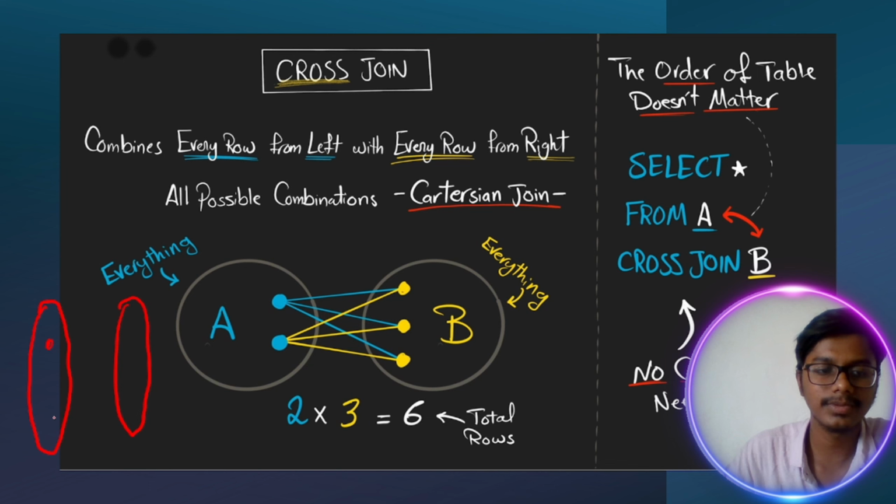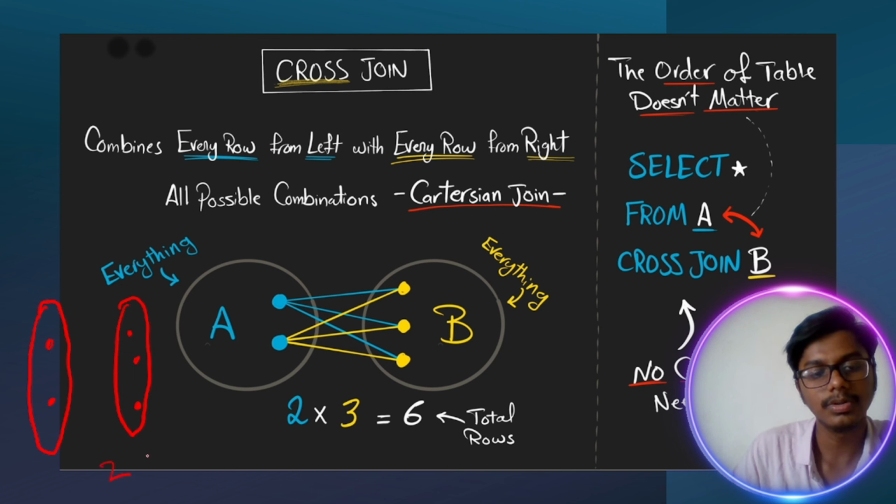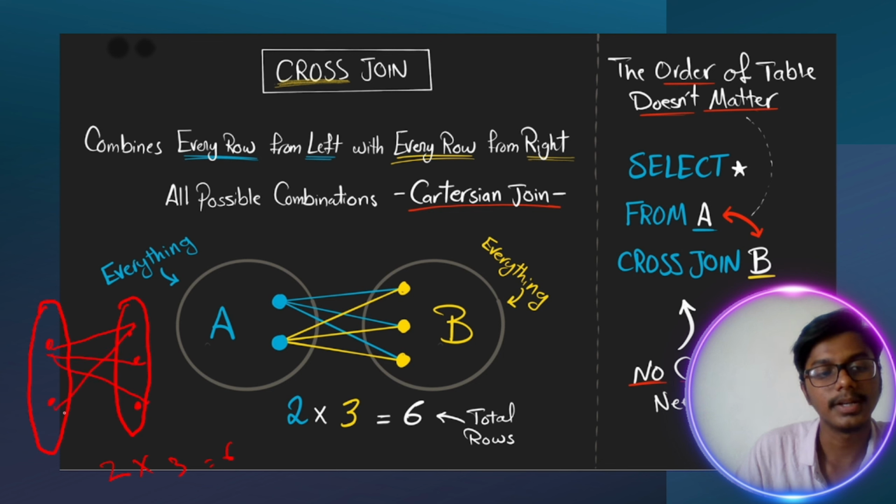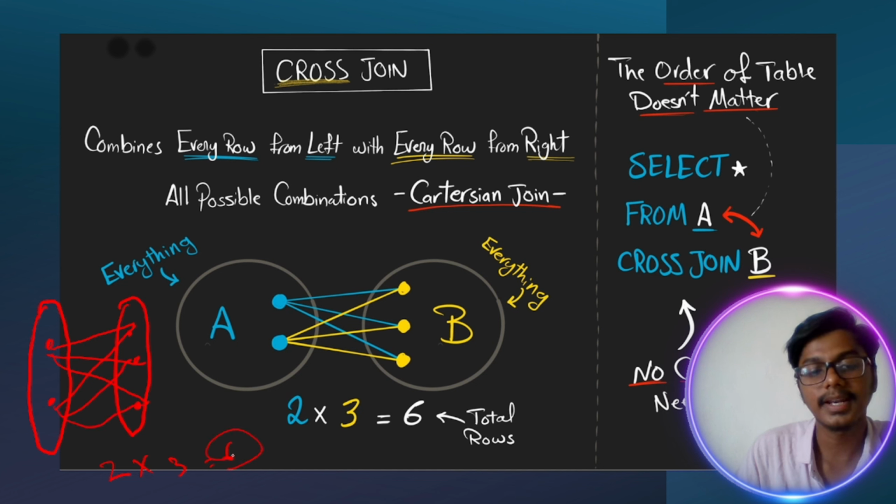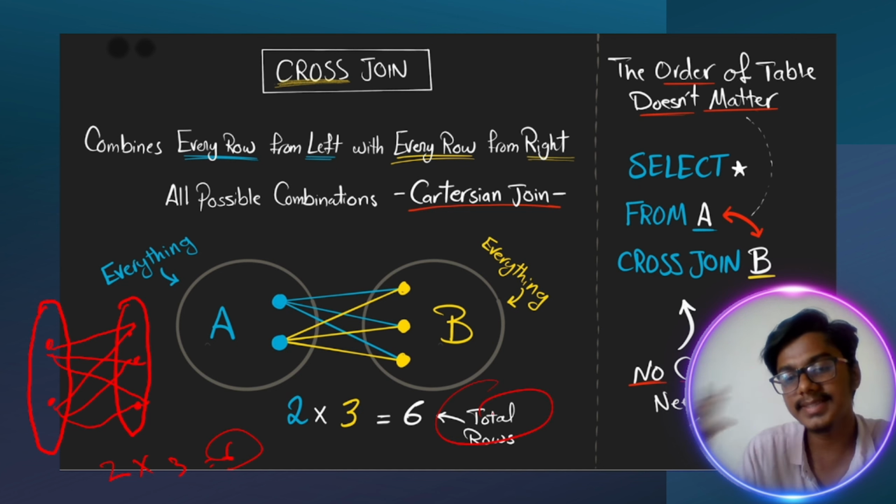Let me consider 2 points here, and here I am having 3 points. So there are 6 possibilities. Here I have 2 and here I have 3, and 2 cross 3 is 6. How can we see it? We are connecting all those things. A is connected to the first point, A is connected to the second point, A is connected to the third point. Here B is connected to the first point, B is connected to the second point, and B is connected to the third point. So there are 6 possibilities available, a total of 6 rows.